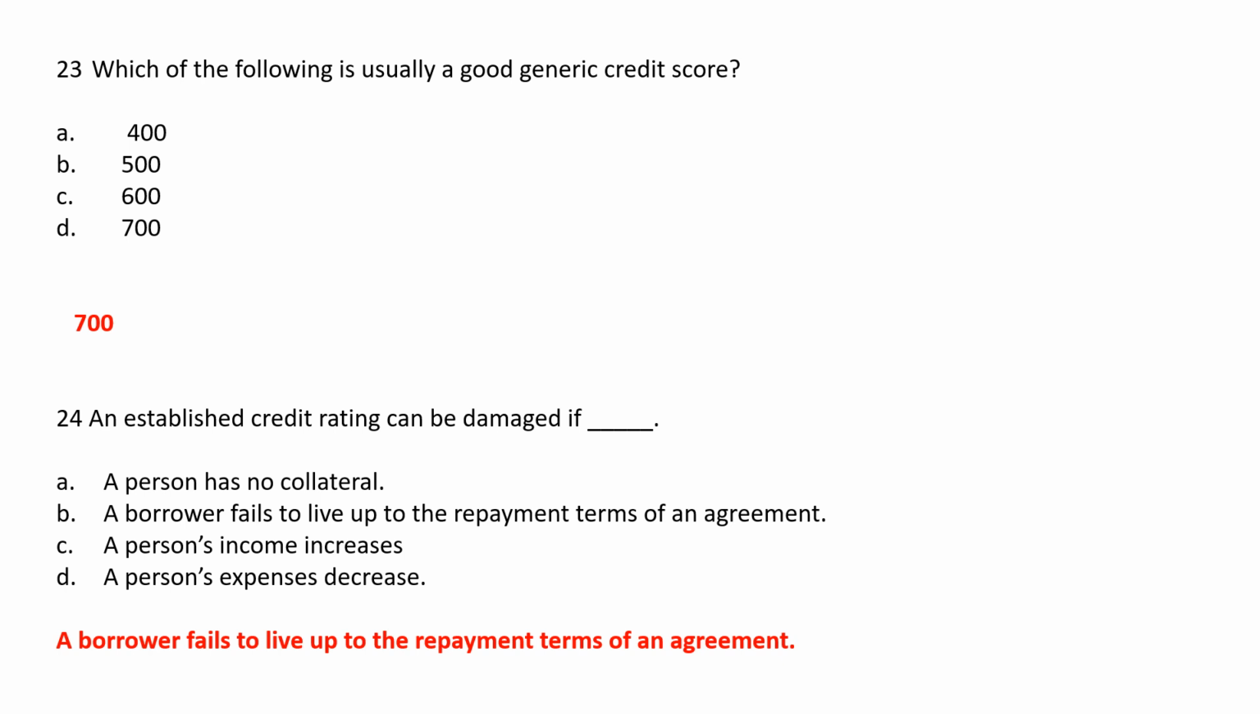MCQ number 24. An established credit rating can be damaged if: option A, a person has no collateral; option B, a borrower fails to live up to the repayment terms of an agreement; option C, a personal income increase; option D, a personal expense decrease. The correct answer is option B. An established credit rating can be damaged if a borrower fails to live up to the repayment terms of an agreement.